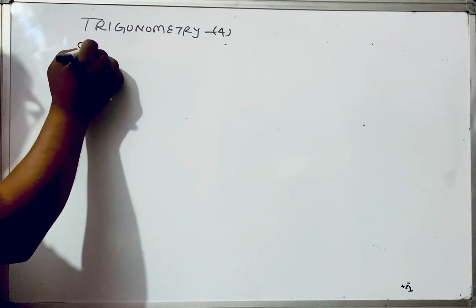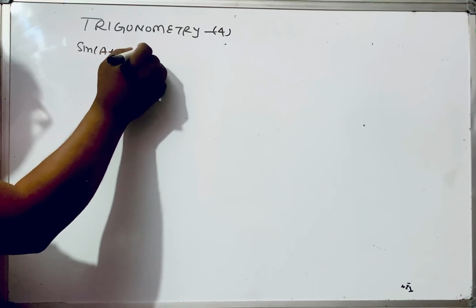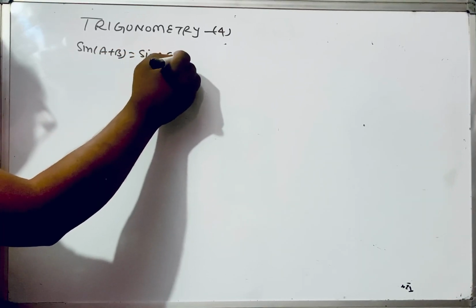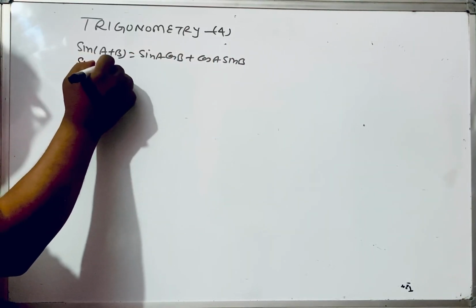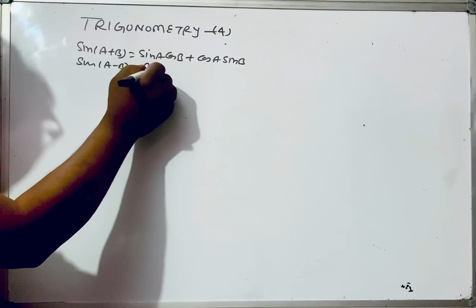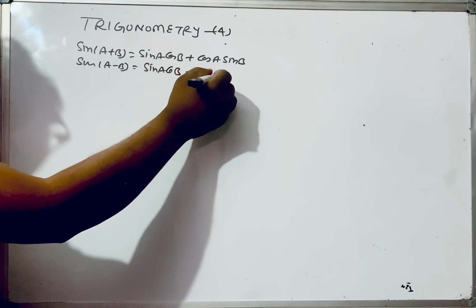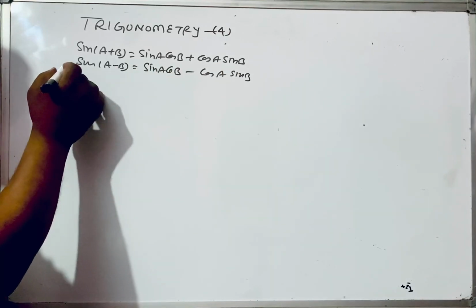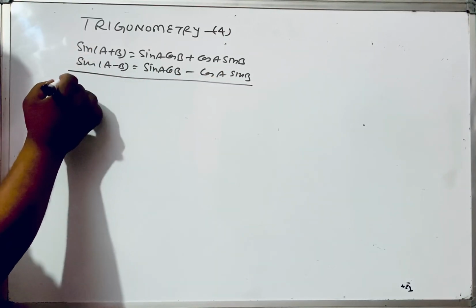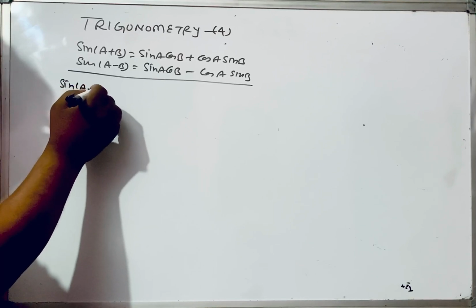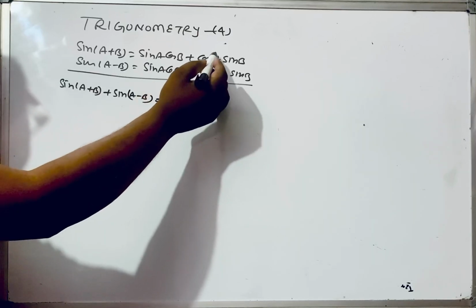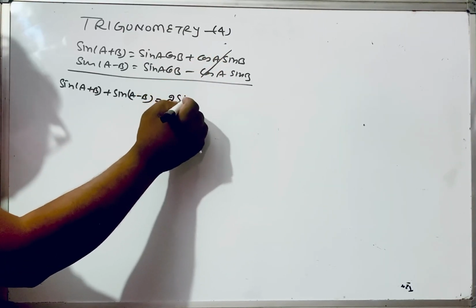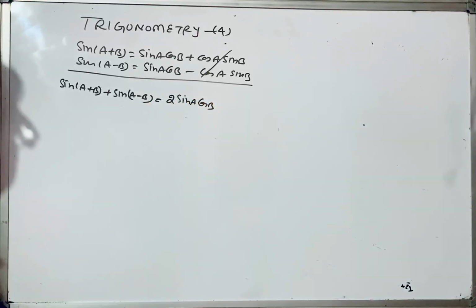We know that sin(A+B) = sin A cos B + cos A sin B, and sin(A−B) = sin A cos B − cos A sin B. When we add these, sin(A+B) + sin(A−B) is equal to, this will be cancelled, 2 sin A cos B. So now we have one formula.